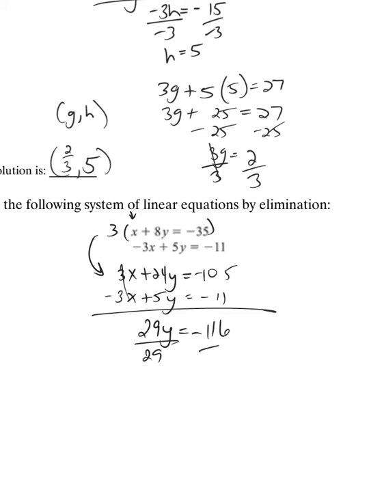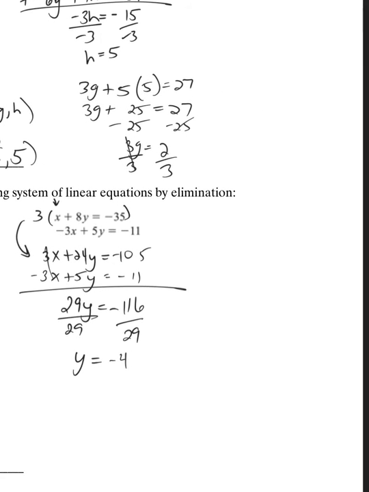Divide both sides by 29. And then when I put that in the calculator, negative 116 divided by 29 is negative 4. Now that I have my y value, I'm going to go ahead and plug that in. I'm just going to pick one of those equations. x minus 32 equals 35.